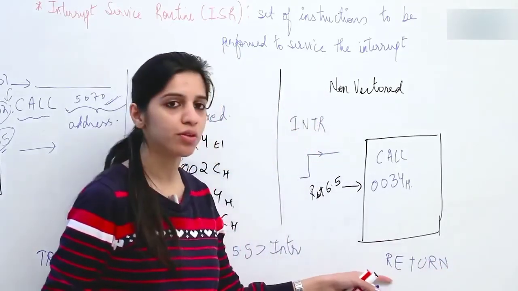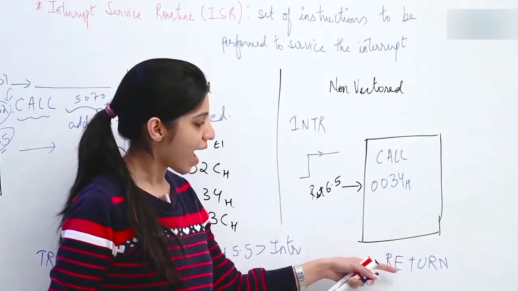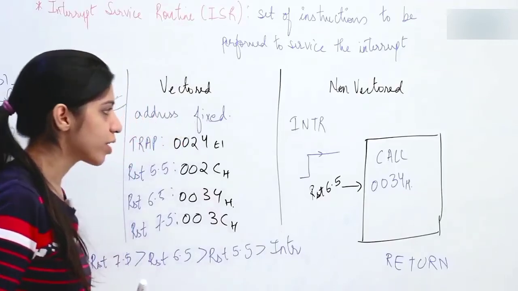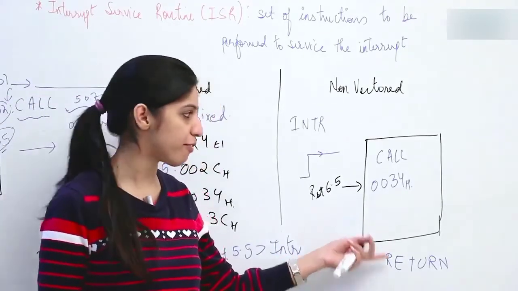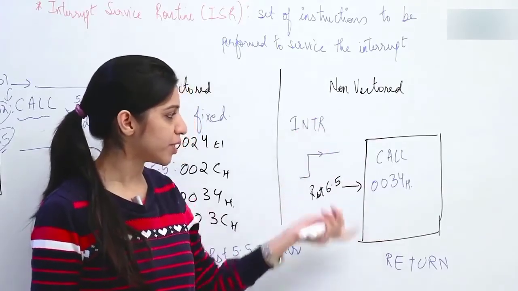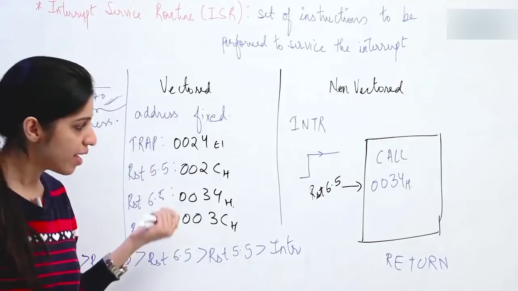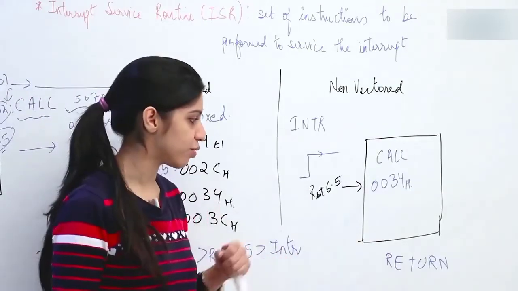What does return do? Return pops the contents of the stack, and then the program counter resumes the currently executing program. It is the duty of the programmer to place a return at the end of every ISR, so that after servicing each interrupt, the programmer can return to the main program, the currently executing program.